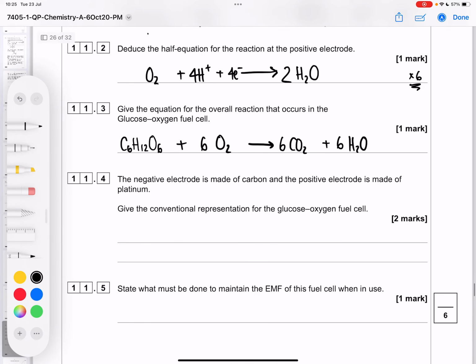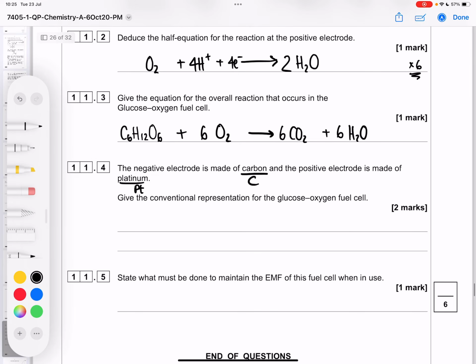The negative electrode is made of carbon and the positive is made of platinum. Give the conventional representation for the glucose-oxygen fuel cell. This is a tricky one for a conventional representation. Put my salt bridge in the middle. I'm going to put my negative electrode on the left. So I've got my carbon as my electrode.